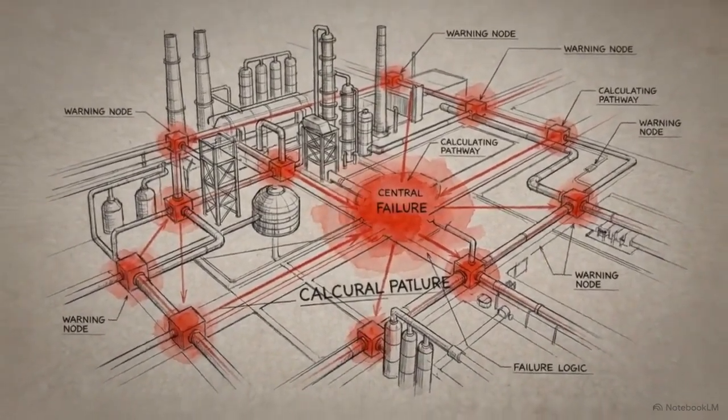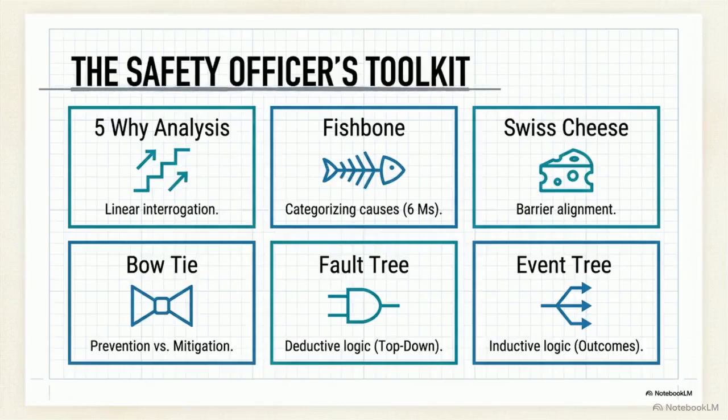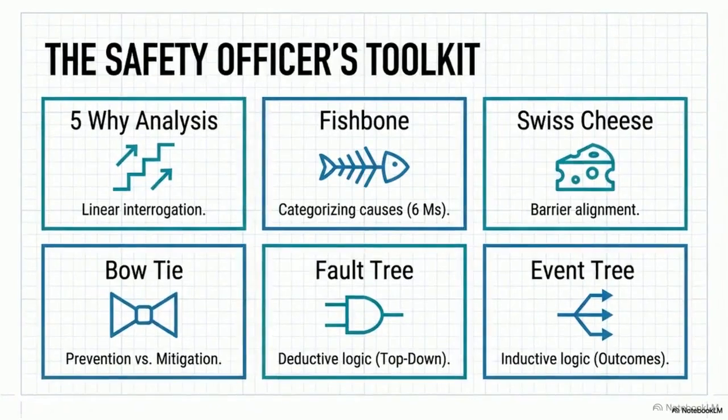What this grid demonstrates is no single analytical tool is robust enough to independently secure a complex industrial operation. Linear interrogation, cause categorization, barrier alignment, and logic mapping serve distinct purposes. They must be deployed together as a tightly interconnected safety ecosystem.